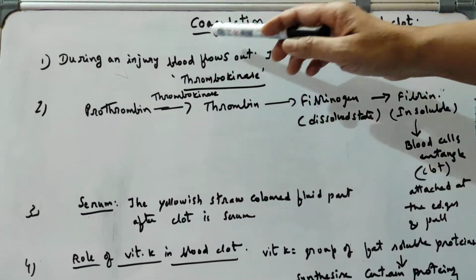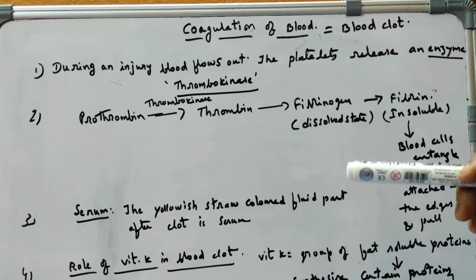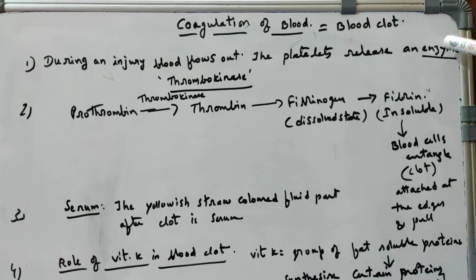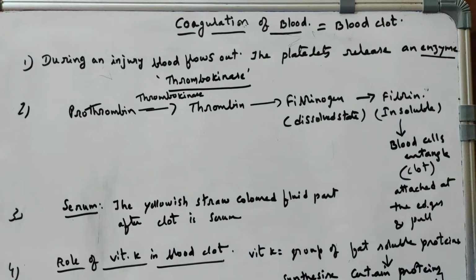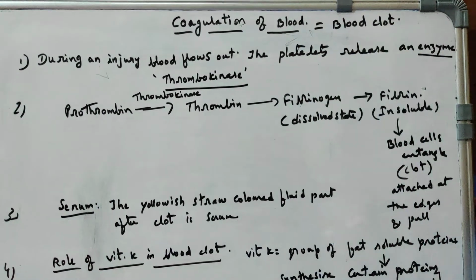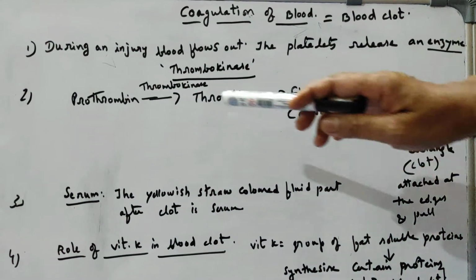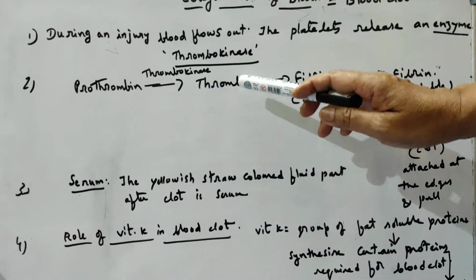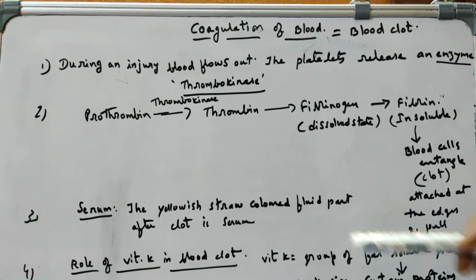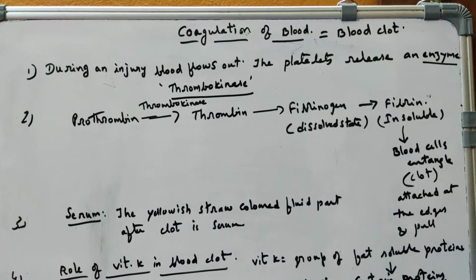So how does this blood clot? The platelets release an enzyme, that is thrombokinase. In the blood, platelets will be there, and these platelets will release an enzyme called thrombokinase. What is the function of this thrombokinase? First, the prothrombin is already present in the blood. This prothrombin will be converted into thrombin in the presence of thrombokinase. So this thrombokinase enzyme activates the prothrombin, and it will be converted into thrombin.